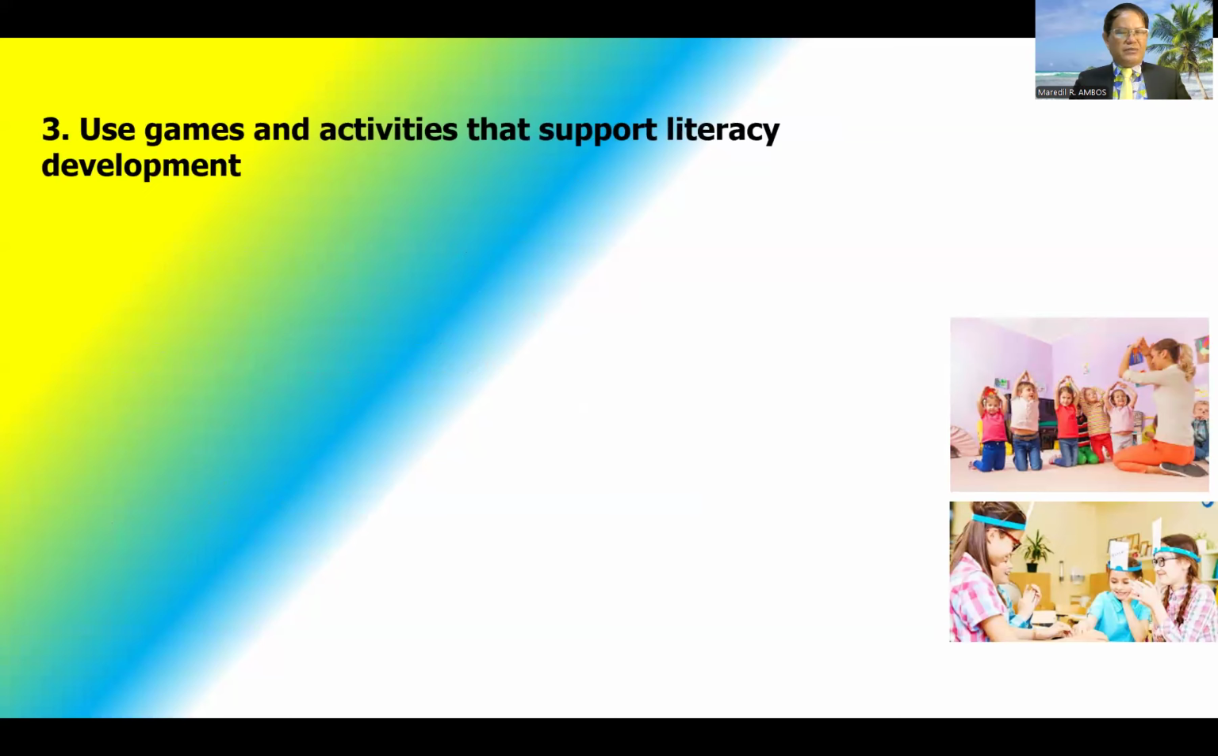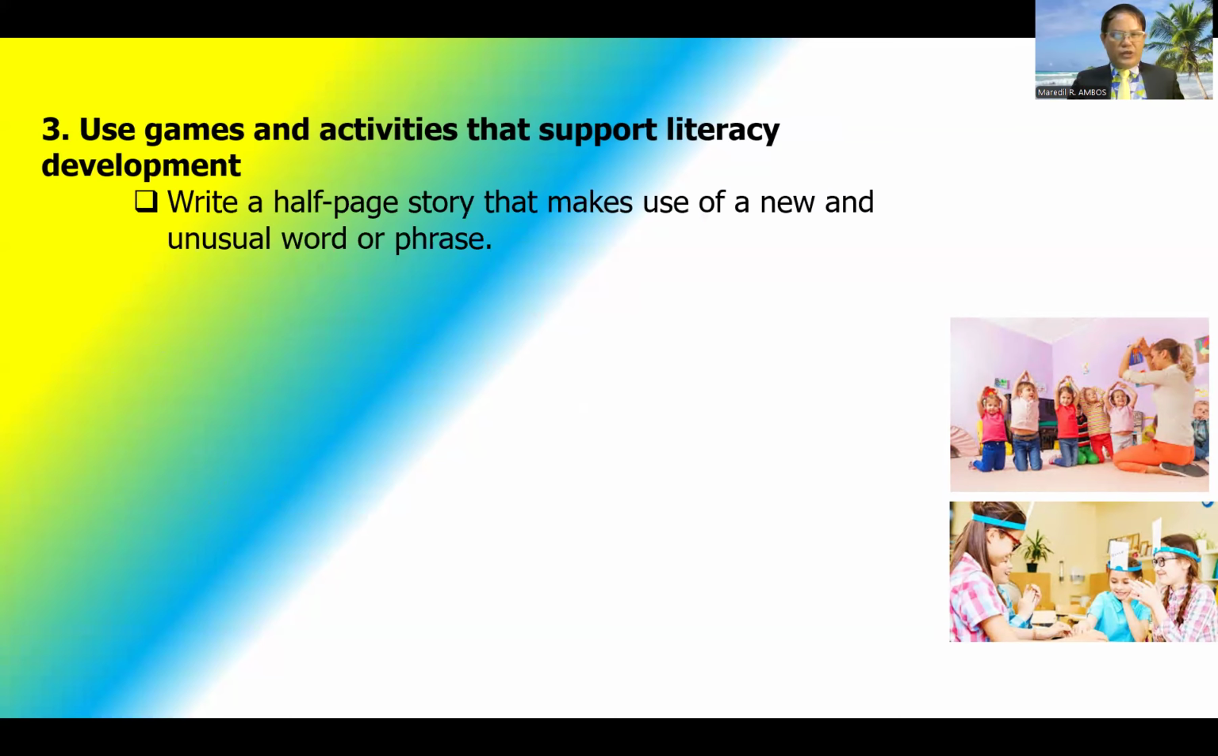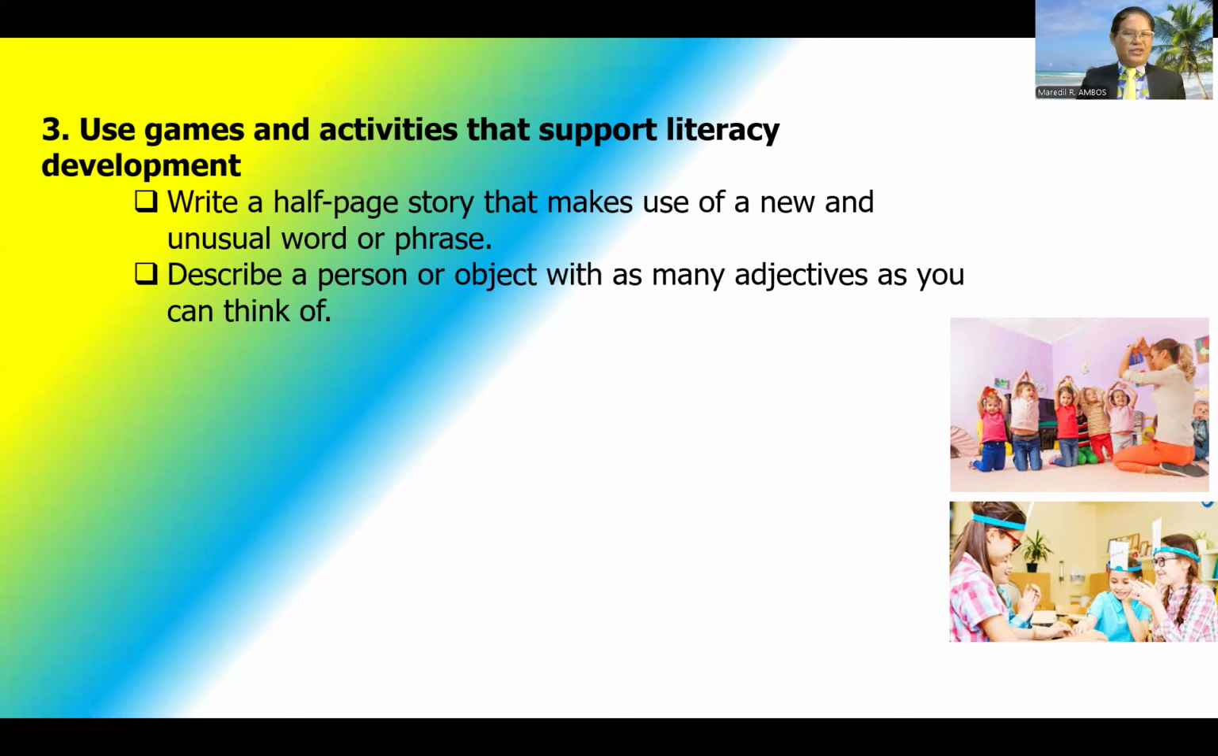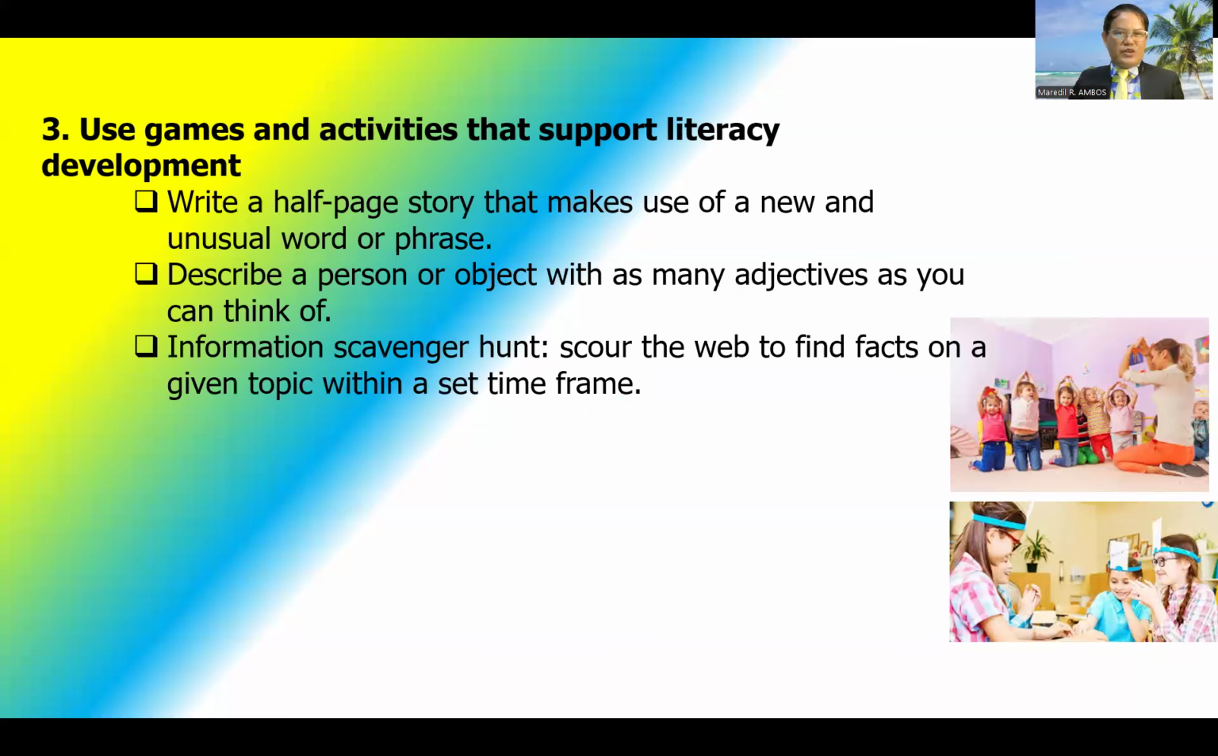Number three is to use games and activities that support literacy development. So you can have learners write a half-page story that makes use of a new and unusual word or phrase. You can also have them describe a person or object with as many adjectives as they can think of. This is very nice because the more adjectives they can use to describe a person or an object, the better recall they can have. The third one is an information scavenger hunt. You can search the web to find other facts on a given topic within a set time frame.